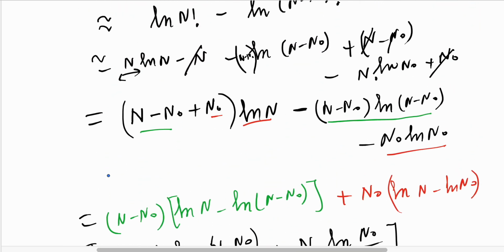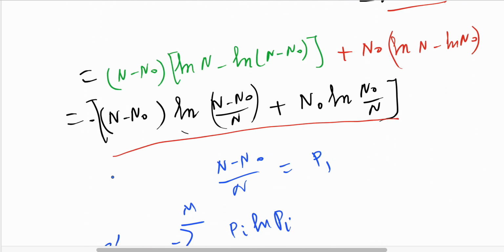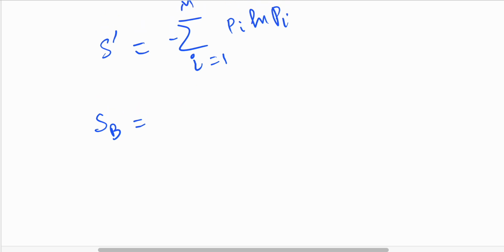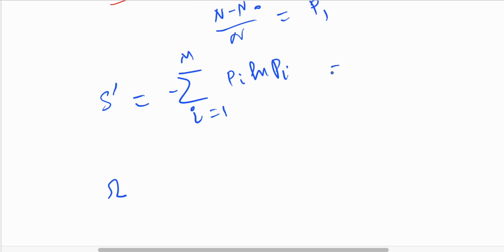And what will be the Boltzmann entropy? Let me write it first here. To calculate the Boltzmann entropy, what do we have to calculate? If ni number of particles are there in state i, what is the probability? It is ni by n, so minus the sum over i equal to 1 to m of ni by n times ln ni by n.